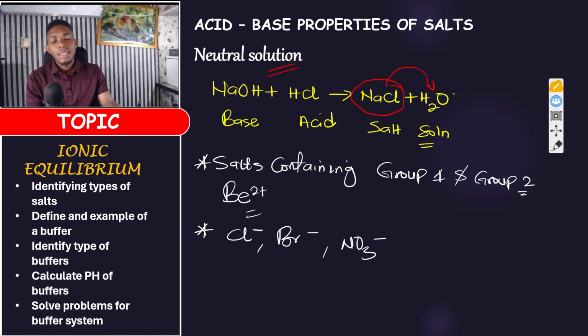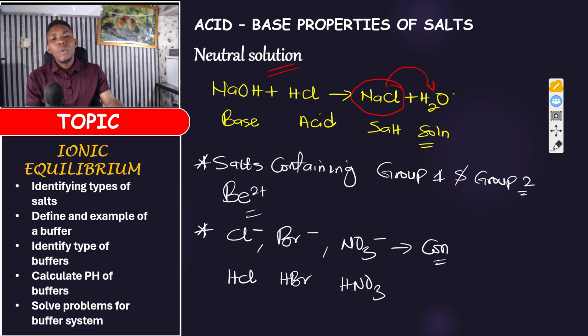What are the different acids that give these conjugate bases? Of course, you know Cl minus will come from what? HCl. Are you getting it? Then Br minus will also come from what? HBr. Then NO3 minus will come from what? HNO3. So these are the different acids, and then these are the conjugate bases.